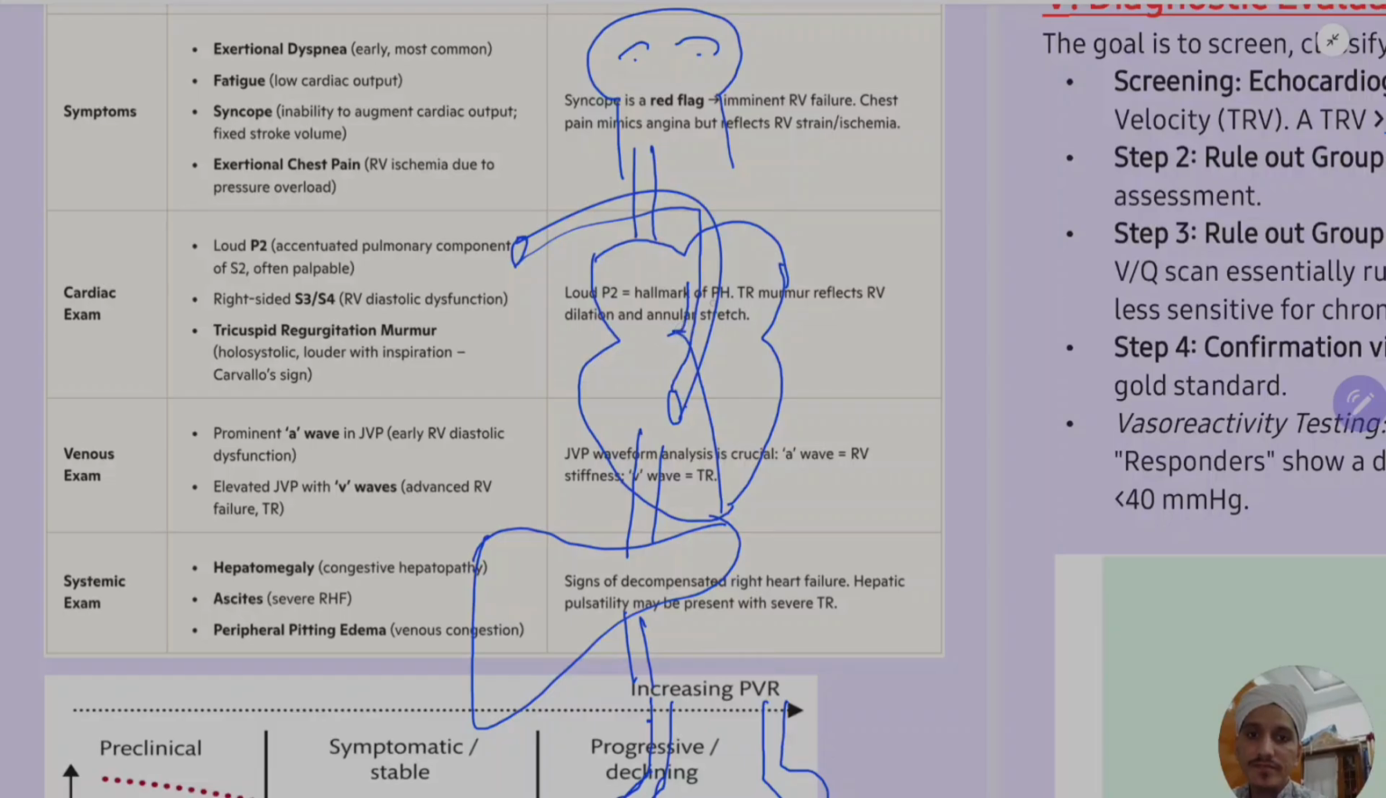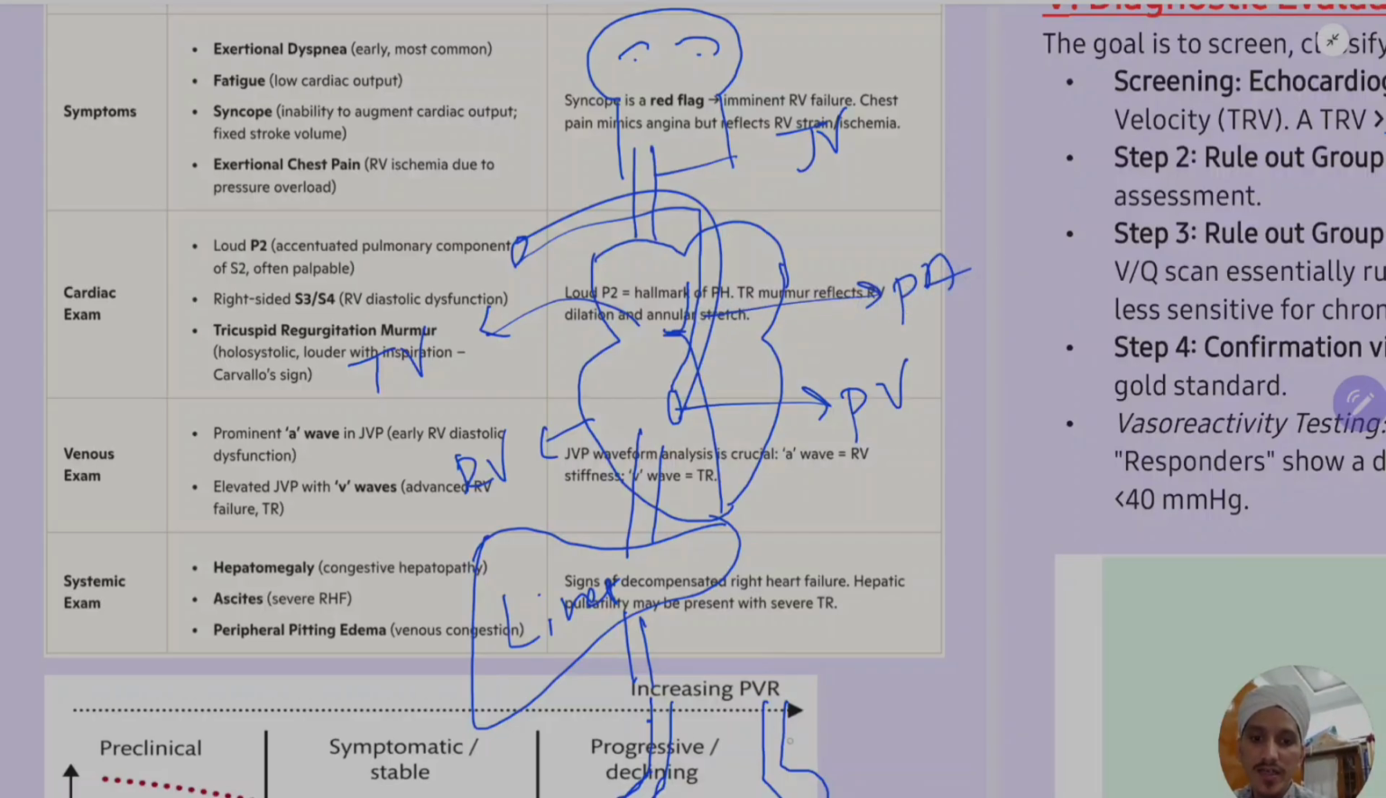Okay, so this is the liver, and this is the jugular veins, and this is the right ventricle. This one is the tricuspid valve. This is the pulmonary valve. This is the pulmonary artery. Okay, and these are the limbs.